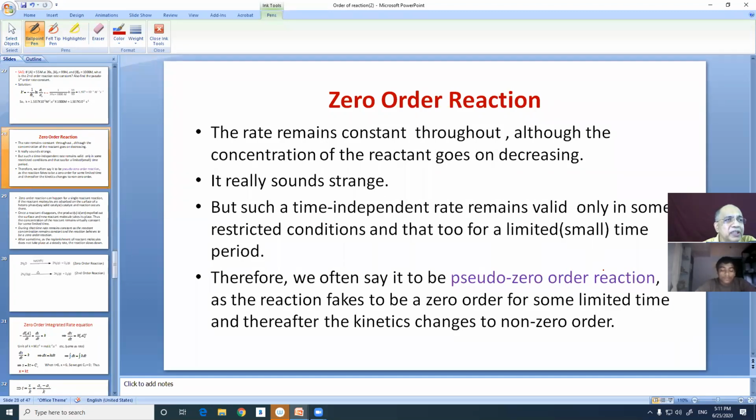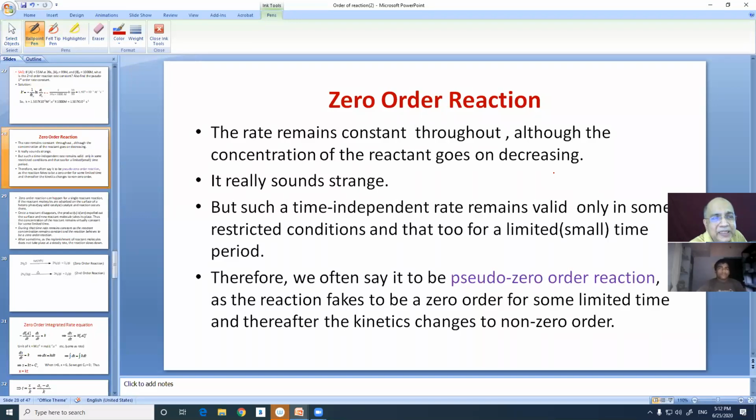Look to the irony. The reactant concentration is decreasing, but the rate is remaining constant throughout. How can it be possible? Now see what I'm reading out. The rate remains constant throughout, although the concentration of the reactant goes on decreasing, but the rate remains constant. It is very, very hard to believe. It is very hard to digest.